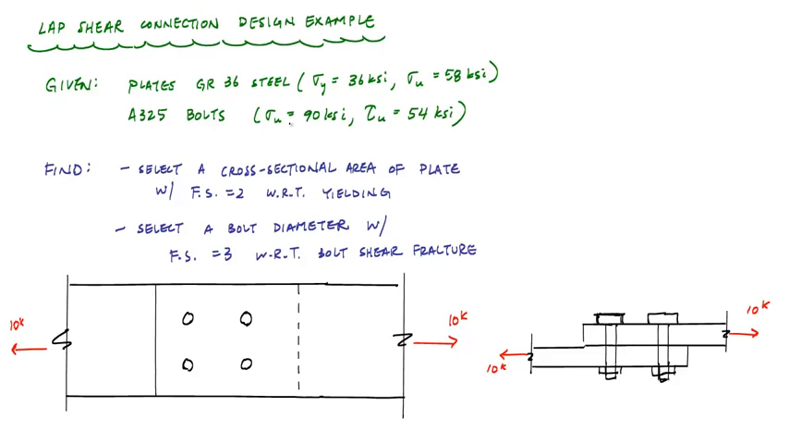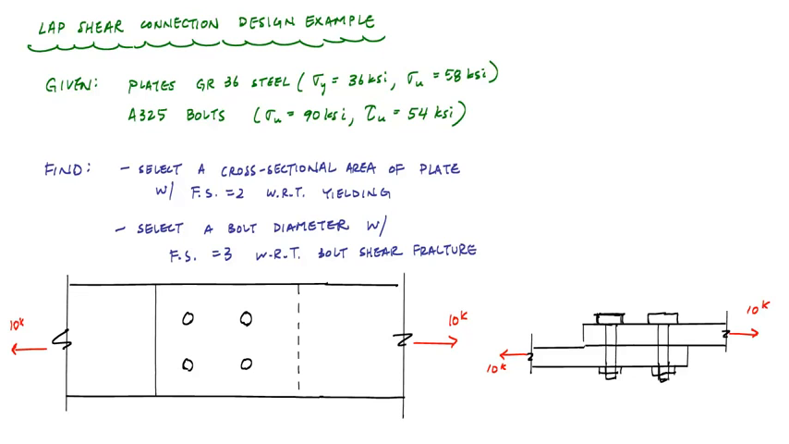What's given to us in the information is that the plates are made of grade 36 steel with material properties shown, and in the bolts, we're going to choose A325 bolts. What we want to do is determine what area of plate we need, considering a factor of safety of 2 from the yielding of the steel, and we also want to select a bolt diameter with a safety factor of 3 from bolt shear fracture.